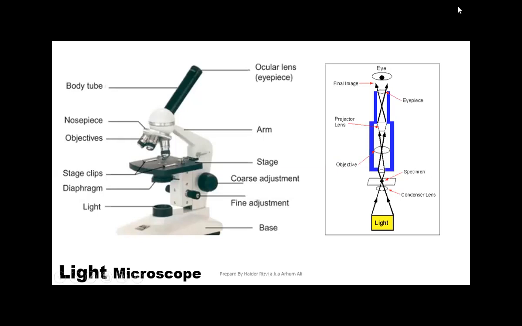Now, this is basically the same thing we discussed, how a light microscope is made and what is inside it. So there is an ocular lens, there is an arm, there is a stage, there is coarse adjustment, fine adjustment, base, light, diaphragm, stage clips, objectives, nose piece, and body tube.